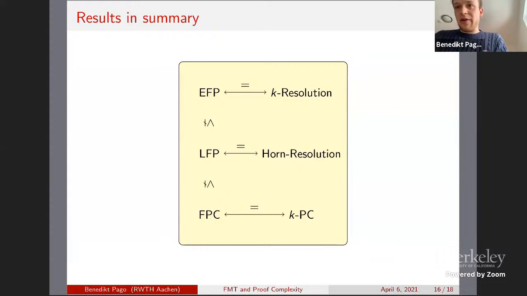Yeah, so this is the overview of results. So we saw these three variants of fixed point logic in increasing expressive power. And up to these first order reductions, they are equivalent to these proof systems. And what's maybe funny is that on the proof system side, we considered resolution and the polynomial calculus, which are two completely different systems. But on the finite model theory side, this just corresponds to adding the ability to count to fixed point logic. So somehow polynomial calculus is like resolution with counting, you could say.